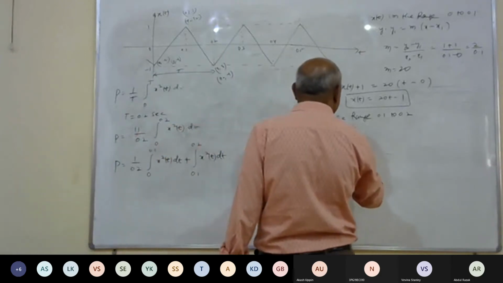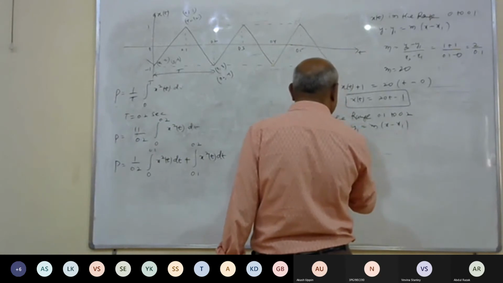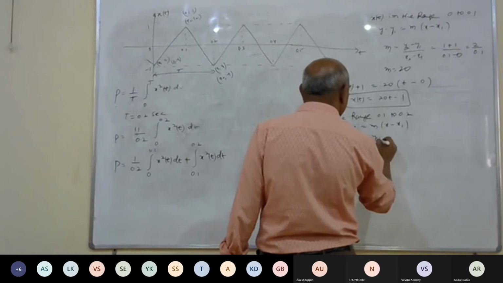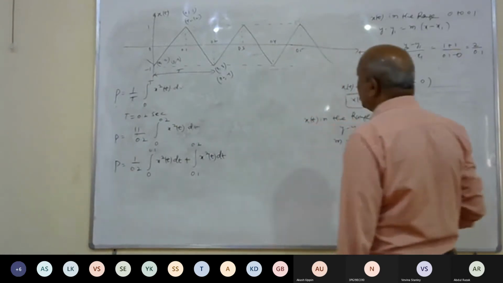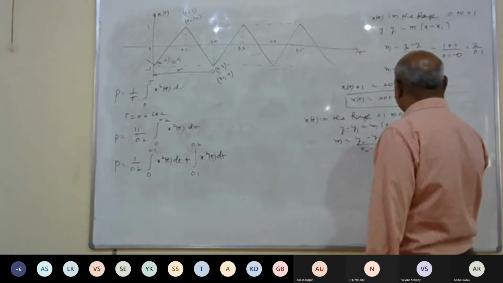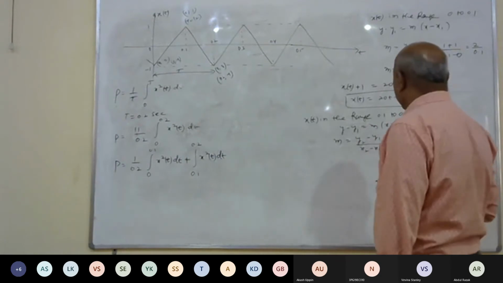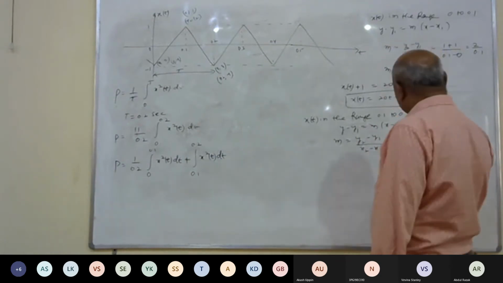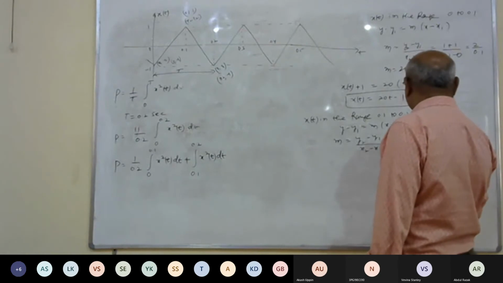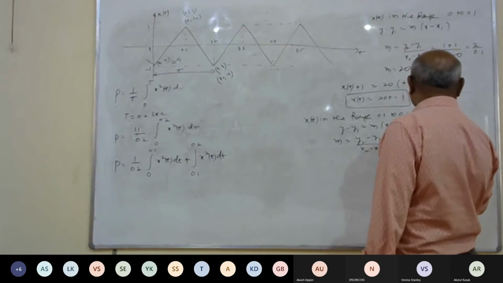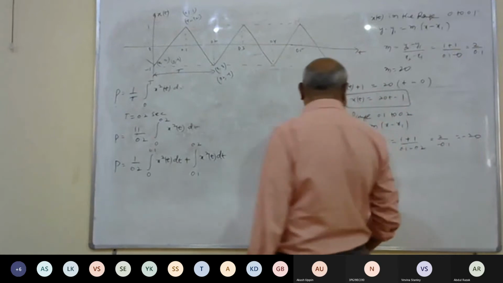Get the slope. Now the line equation is y minus y1 equals m into x minus x1. Slope m is equal to y2 minus y1 divided by x2 minus x1. y2 is 1, y1 value is minus 1, minus of minus will become plus 1. x2 value is 0.1, minus x1 value is 0.2. Answer is 2 by minus 0.1. The answer is minus 20. That is the slope.